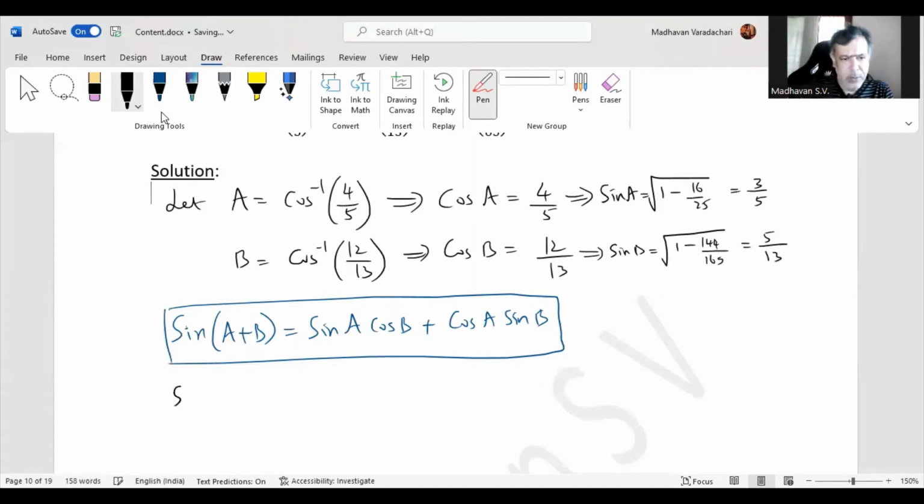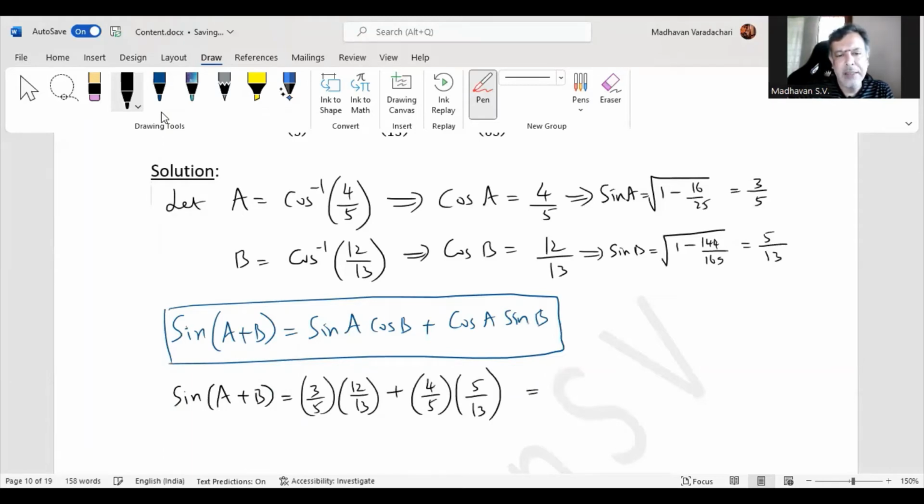So now sine of A plus B is sine A, which is 3 by 5, times cos B, which is 12 by 13, plus cos A, which is 4 by 5, times sine B, which is 5 by 13.